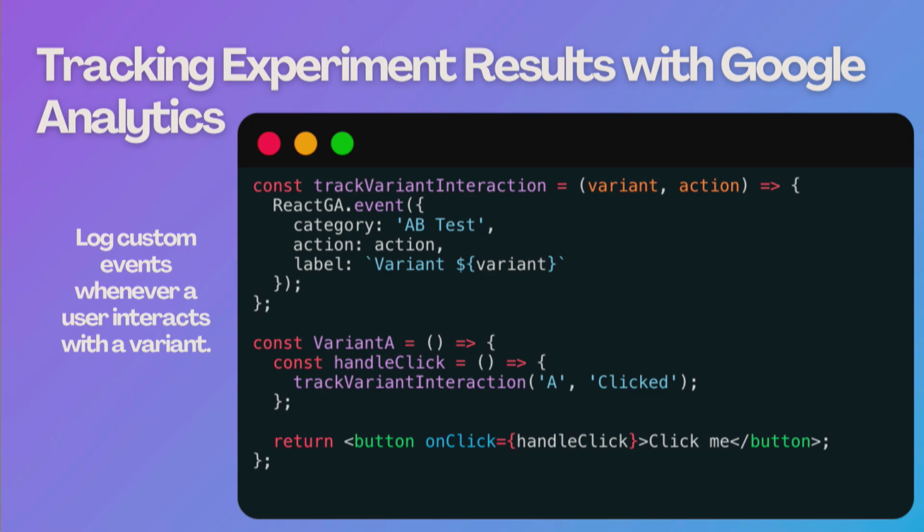And after we have set our app for A/B testing, it's time to track results with Google Analytics, and we log custom events whenever a user interacts with a variant. Here in our case, we have a trackVariantInteraction function, which sends an event to the Google Analytics tool, and it also contains the variable of the variant. This will be sent to our Google Analytics, and later on we can analyze the results.